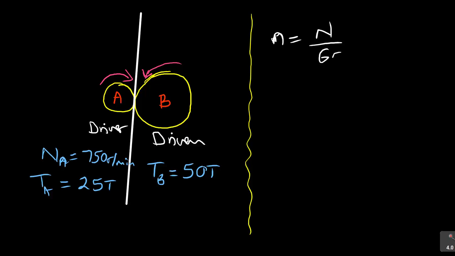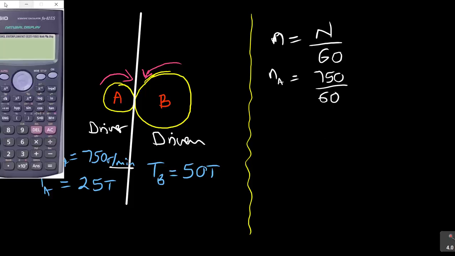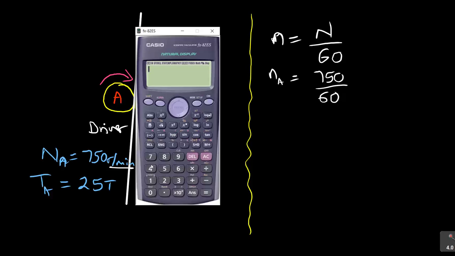What am I doing? I'm converting it from rotations per minute to rotations per second. So for NA, it is equal to 750 over 60, and with that it can assist me if I want to work with rotations per second, that's what I'll be using. So 750 divided by 60 gives me 12,5.